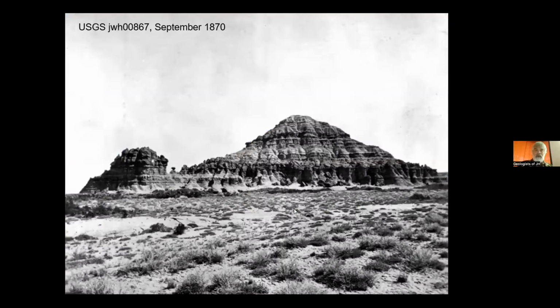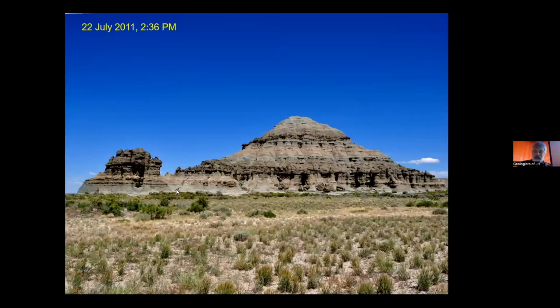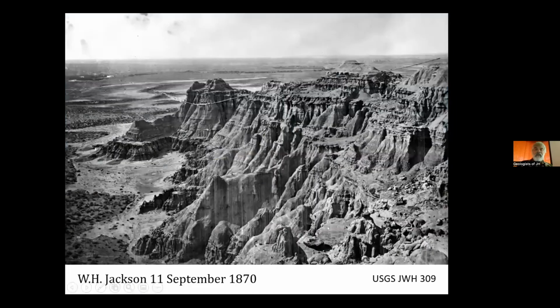For instance, this little Mexican hat rock right there is not there now, but some of the boulders in the foreground over here are still there. Okay, this is a very famous one that he took at the same time, around the 11th of September. He took this photograph at the Badlands of the Bridger, not far from Church Butte.